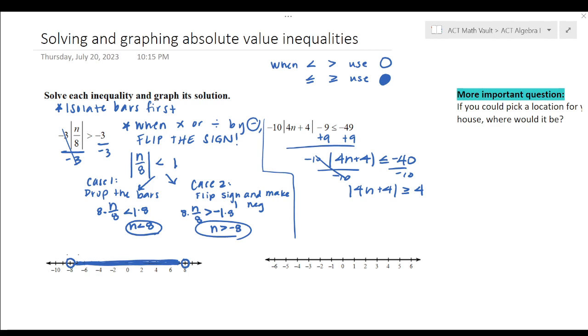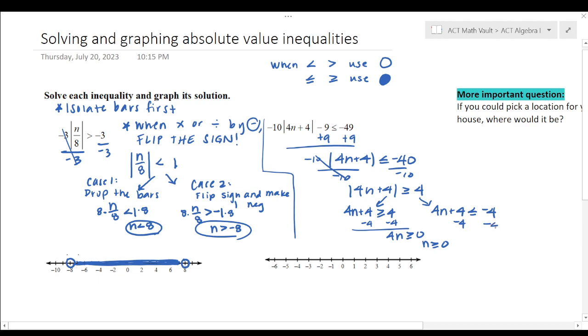So I'm going to now do my two cases. Case 1, 4n + 4 greater than or equal to 4. Case 2, 4n + 4, and then what do we do? We flip the sign and we turn that number negative, or positive if it's already negative. Okay, -4 minus 4. Then we get 4n greater than or equal to 0, so n must be greater than or equal to 0. -4 minus 4, 4n less than or equal to -8. Divide by 4 on both sides, n is less than or equal to -2.